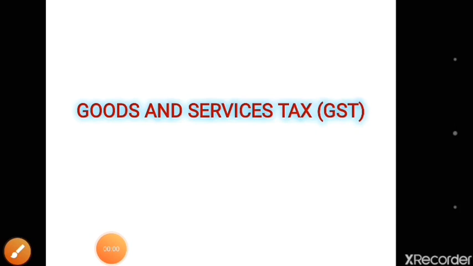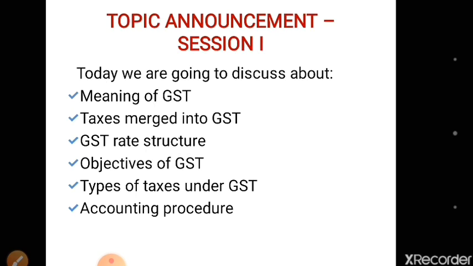Good morning students. Today we will discuss goods and service tax, that is GST. We will discuss the meaning of GST, taxes merged into GST, GST rate structure, objectives of GST, types of taxes under GST, and accounting procedure.